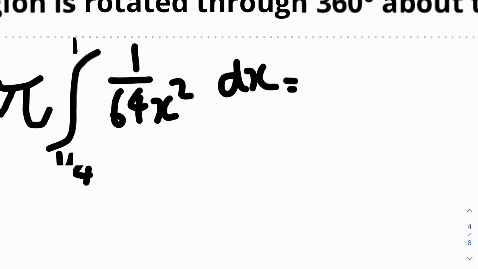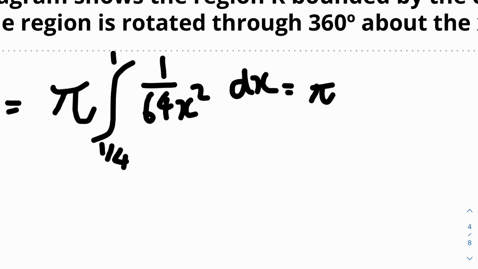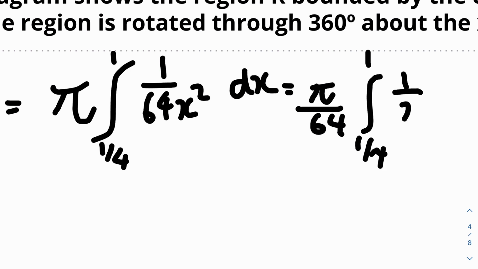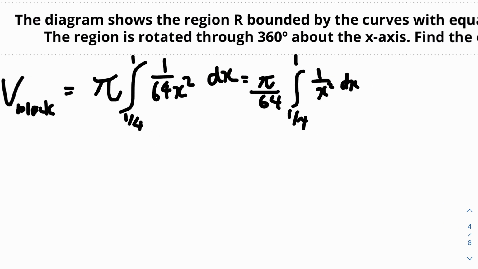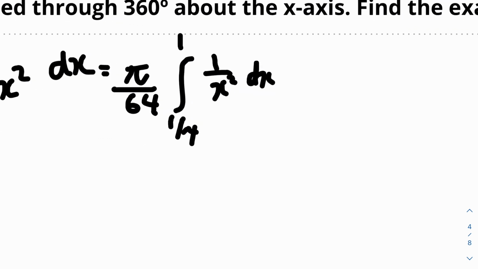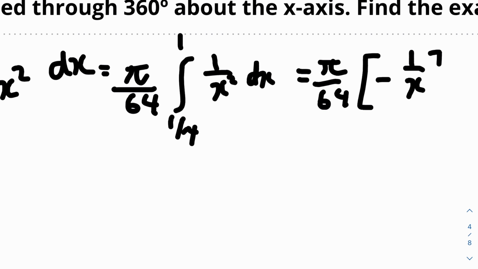This gets us pi times, what we can do first is that we can just take out the 64. So pi over 64 times the integral of 1 over x squared dx from 1 over 4 to 1. And now we can just use the reverse chain rule, where we know that this is basically x to the power of minus 2, and how you integrate x to the power minus 2 is that you just add 1 to the power and divide by the new power. So it'll be equal to pi over 64 times the integral, which is minus 1 over x from 1 over 4 to 1.